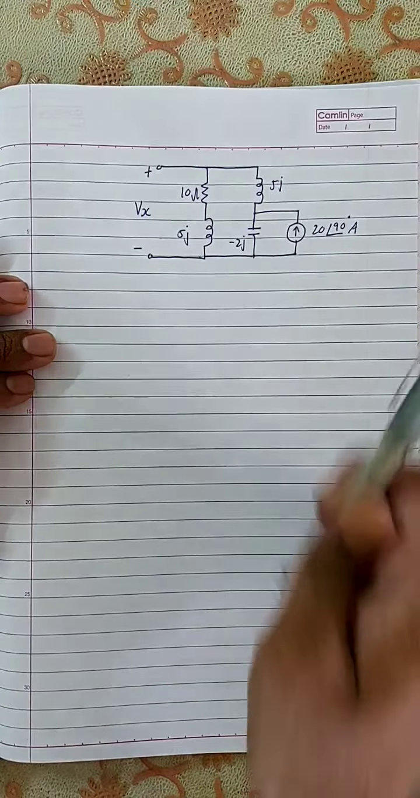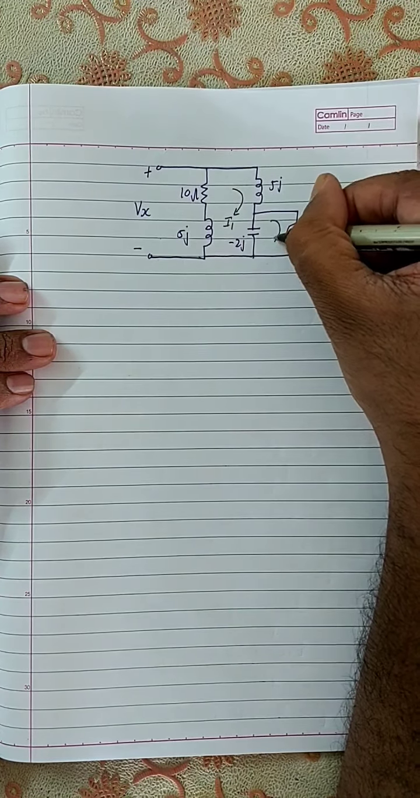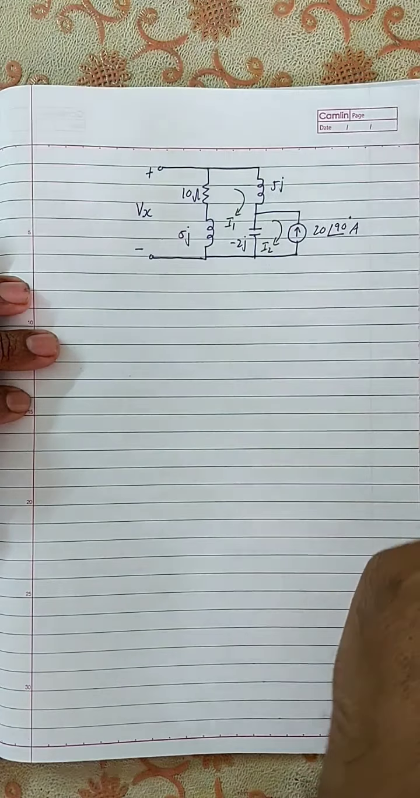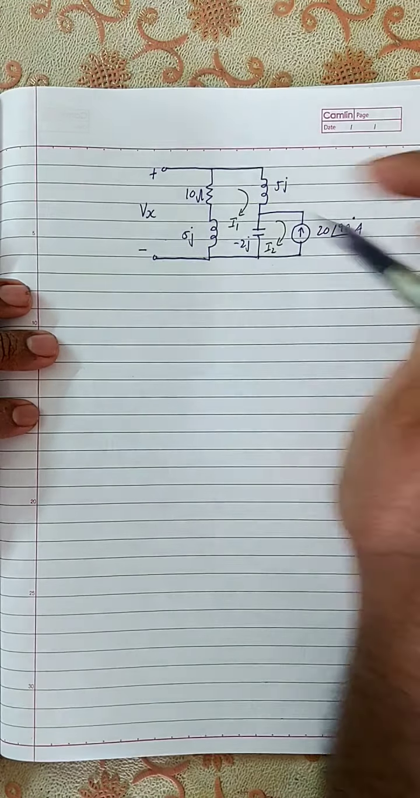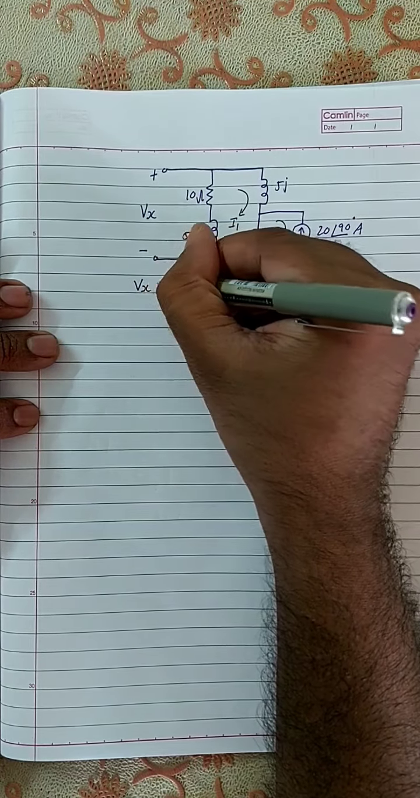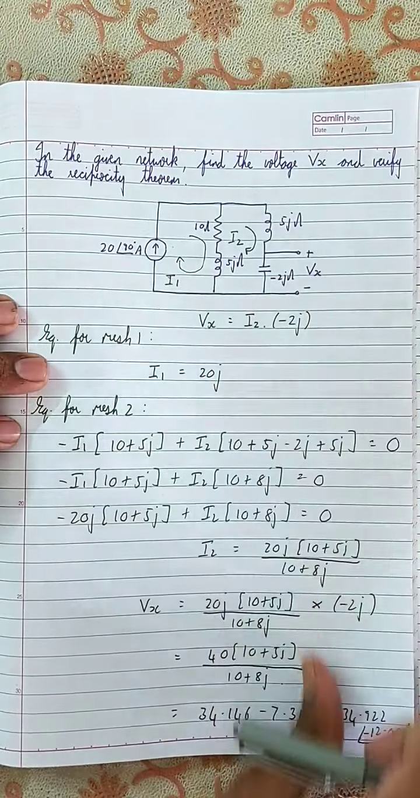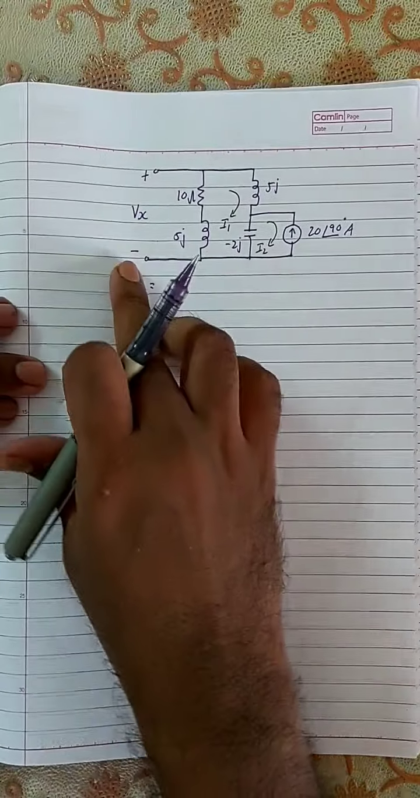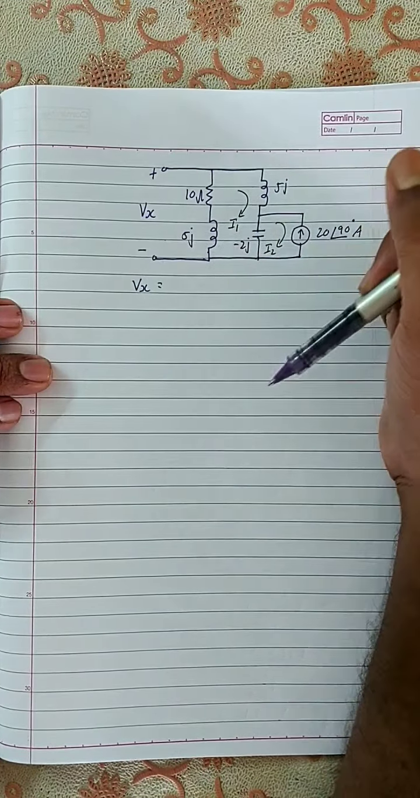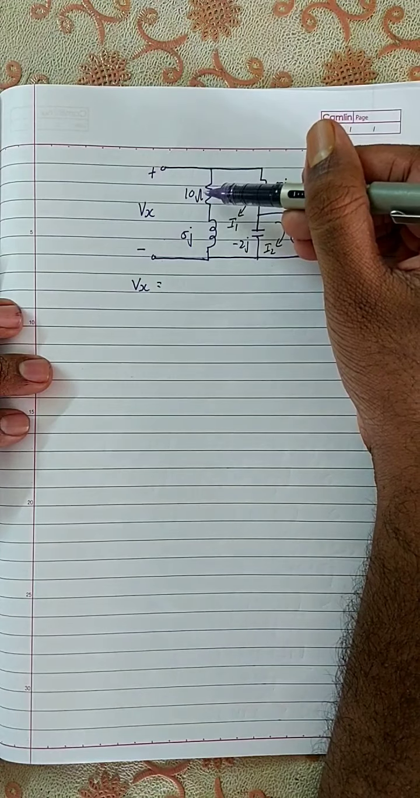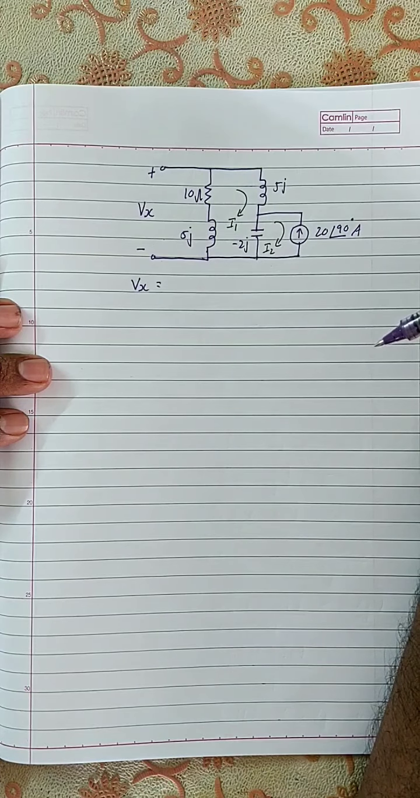I will mark this as I1 and this as I2, and then I write the equation for I1 and I2. So what is the equation for Vx? Here Vx is the voltage across this branch, or Vx is the voltage across 10 plus 5j. Earlier, Vx was the voltage across the capacitor.